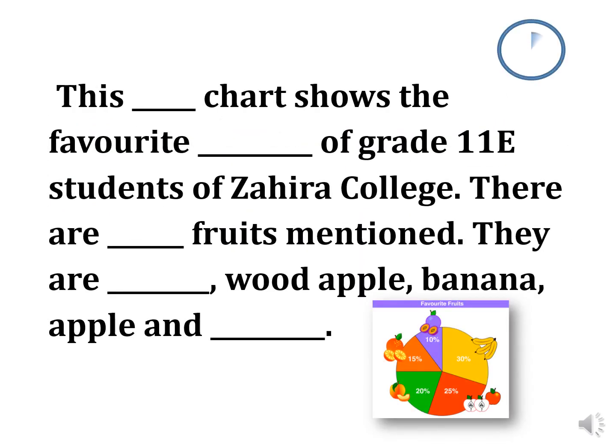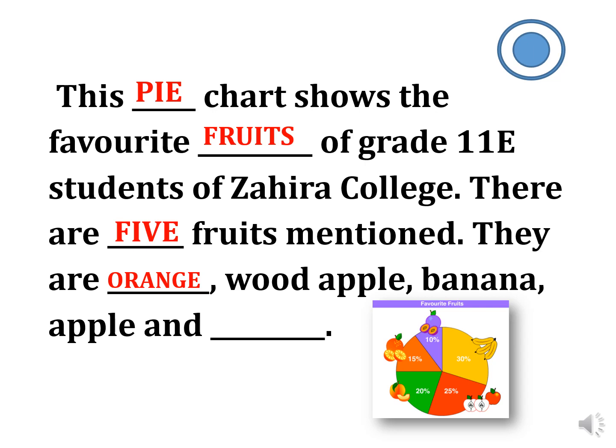Okay, now you can pause your video here and try to answer these. This pie chart shows the favorite fruits of grade 11E students of Zahira College. There are 5 fruits mentioned. They are orange, wood apple, banana, apple, and finally mango.